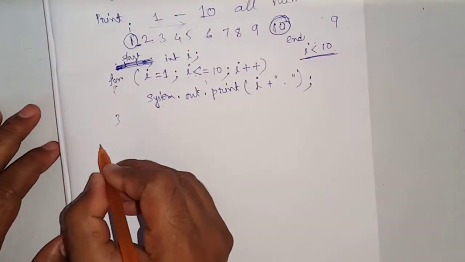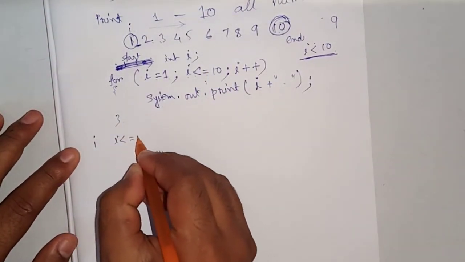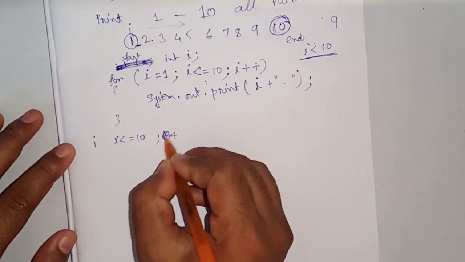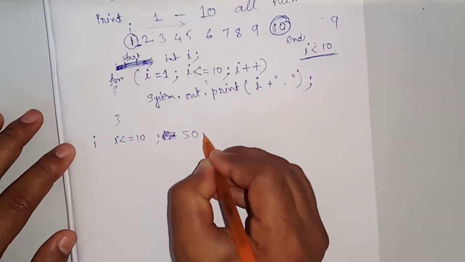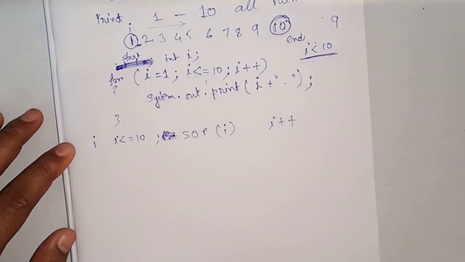Okay, now how does it work? The value of i is there, the condition i less than or equal to 10 is there, I'm writing SOP i and i plus plus. This is the work.